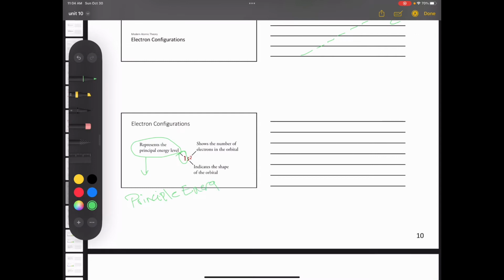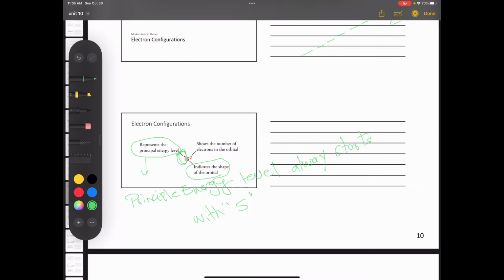And every single principal energy level always starts with an S sublevel. So every time you see a sublevel of S in an electron configuration, that means a new principal energy level has started. Okay, so the number here represents the principal energy level. The S indicates the shape of the orbital or the shape of the sublevel.